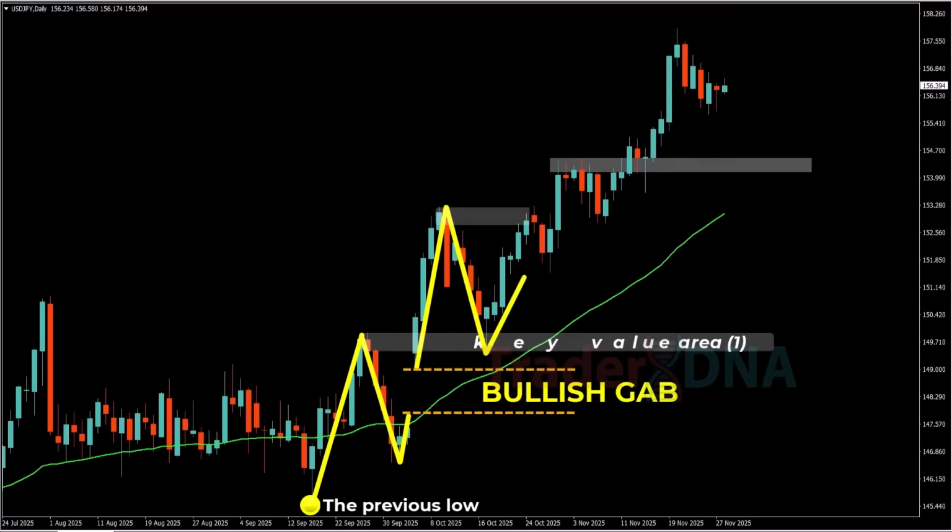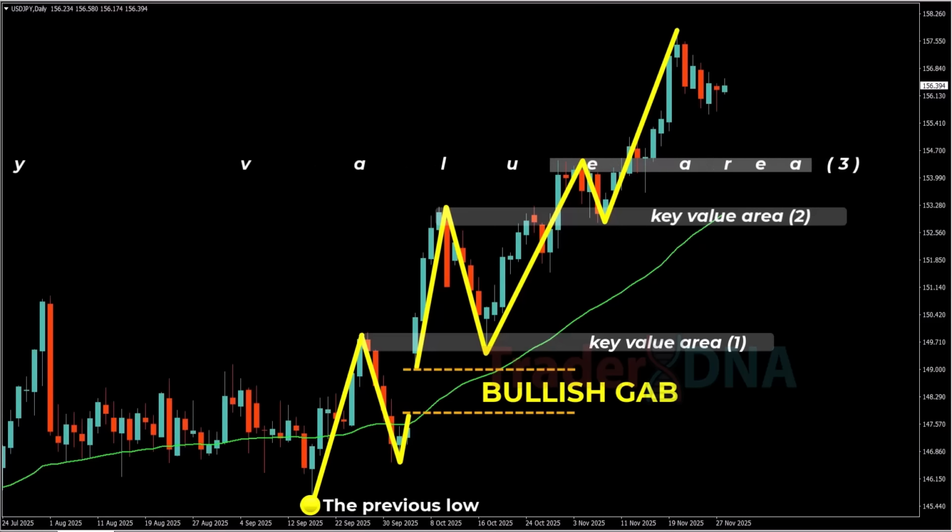Price then breaks the previous high again, forms a brand new key value area, dips into it, and launches upward once more, smashing through the next higher high. And guess what? A new key value area shows up again, perfectly aligned with the structure of a powerful bullish trend. And right now, at this exact moment, price is simply doing a correction. It's not reversing, it's not collapsing, it's just breathing, pulling back naturally after a strong push.